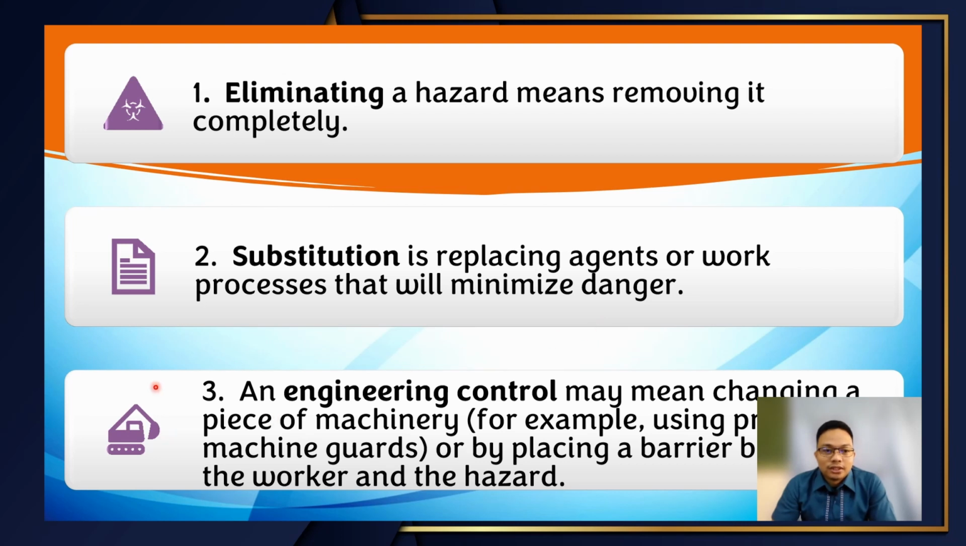Third is engineering control. It means changing a piece of machinery, for example, using proper machine guards or placing a barrier between the worker and the hazard. If some of our machineries or parts of some machineries do not work well, we have to replace them immediately to minimize that danger that will affect the workers or the caregivers.